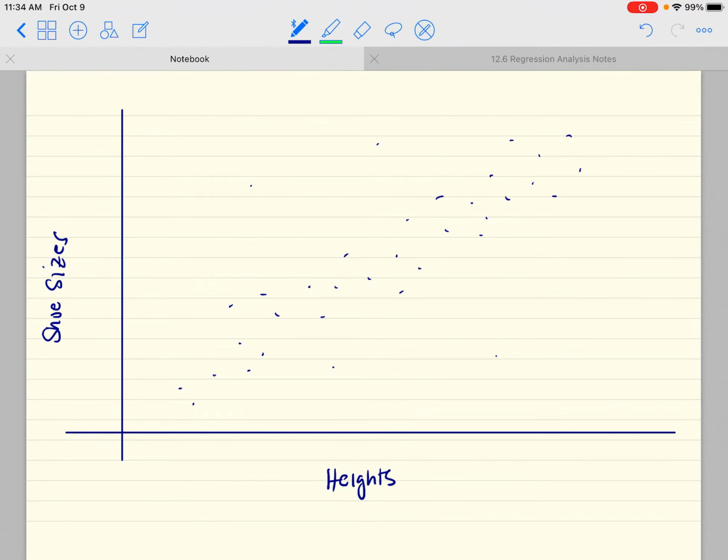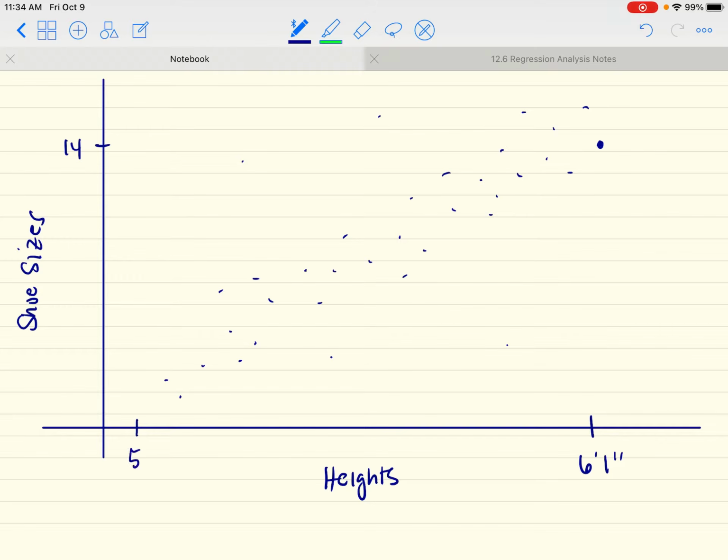So let's say the tallest person in the class was, I don't know, 6 feet 1 inch tall. Okay, so 6'1" is the tallest person in the class. And I know that person who was 6'1" had a size, let's say, 14 shoe. Now what if I wanted to guess the shoe size for someone who is 7 feet tall? Well, I don't have data from the students in my class on a 7-foot person. Or what if I wanted to know the shoe size for someone who's only 5 feet tall? Maybe I don't have data for someone who's 5 feet tall.